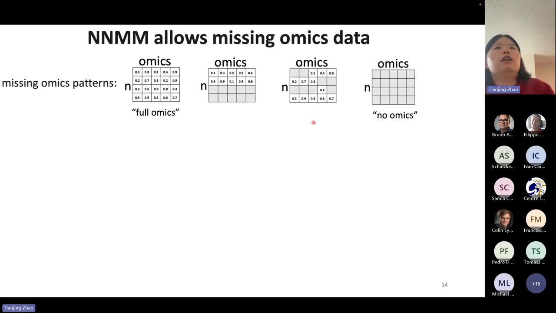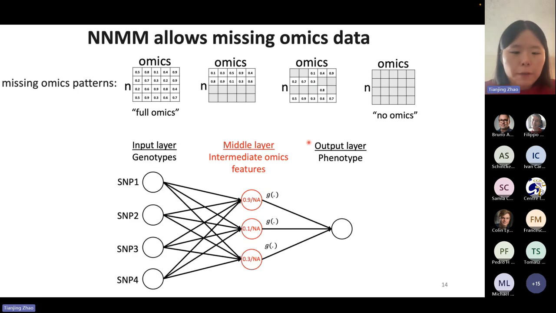And we may have a more complicated scenario. Let's say some individuals have omics data, let's say for these three omics, but other individuals have different measured omics data. So kind of this pattern. So NMM allows missing omics data in the middle layer. So in the middle layer, it can be values, for example, 0.9, or it can be missing.